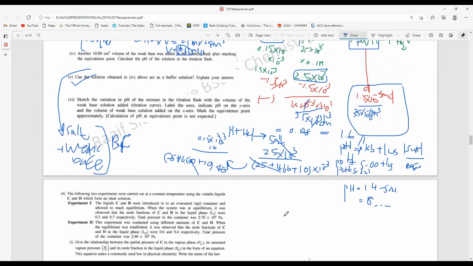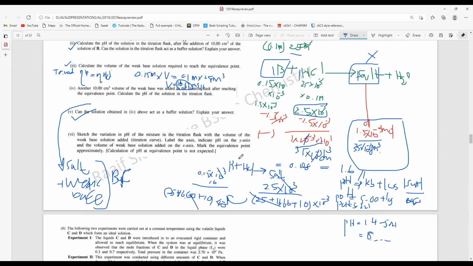Okay, get the idea what we have done. We first consider the total salt amount formed, that is 2.5 into 10 to the power minus 3, and the additional amount 0.5 into 10 to the power minus 3, and then we calculate the concentration, and you plug into the pOH equation, then find pOH, then find pH. That's the idea.